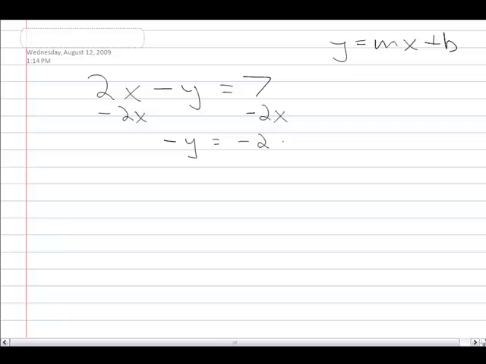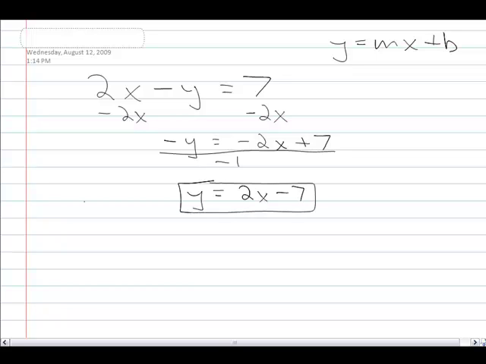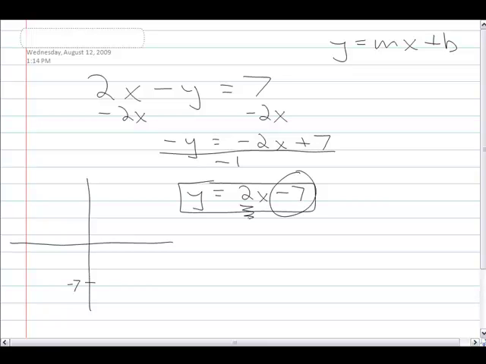Now I have negative y equals negative 2x plus 7. And then I'll divide everything by negative 1 to get a positive y equal to positive 2x minus 7. Now I've got it in my slope-intercept form. So now I'll draw my axes, find the y-intercept, which down here is negative 7, and then I'll use my slope of 2 to find the next point.